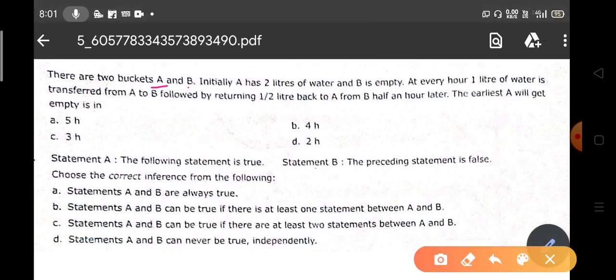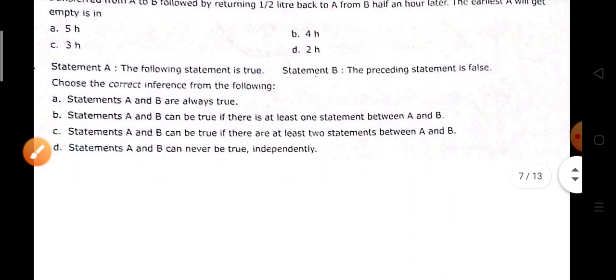So you have two buckets, suppose A and B. Initially A is filled and B is empty. Now every 1 hour, 1 liter of water is transferred from A to B, and B is returning back half liter within half an hour. So A is giving 1 liter within 1 hour and B is returning back to A half liter within half hour. Now the earliest time A will get empty, so how much time will A take to become empty?